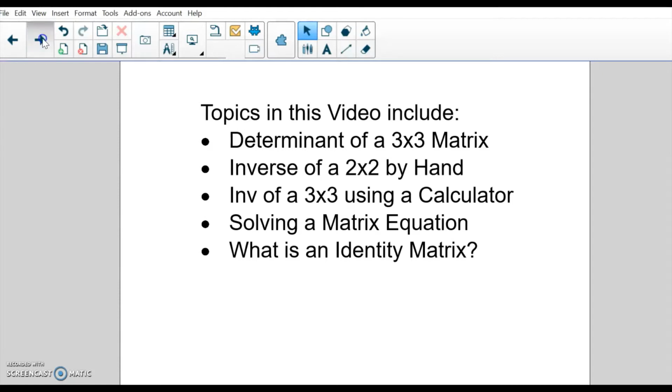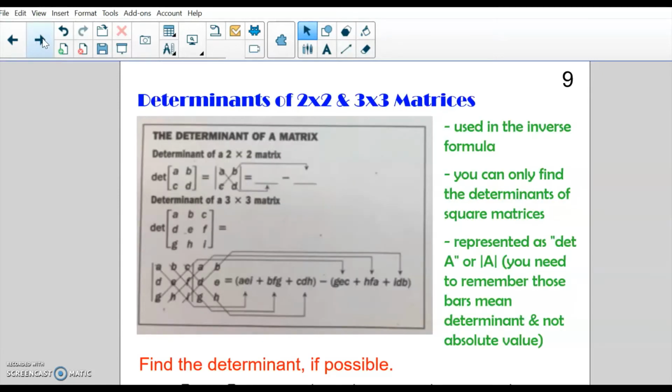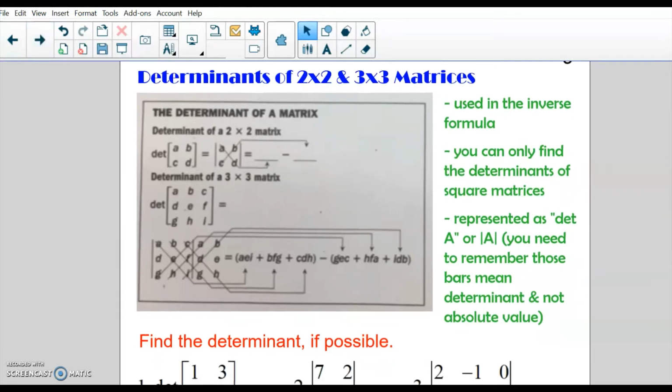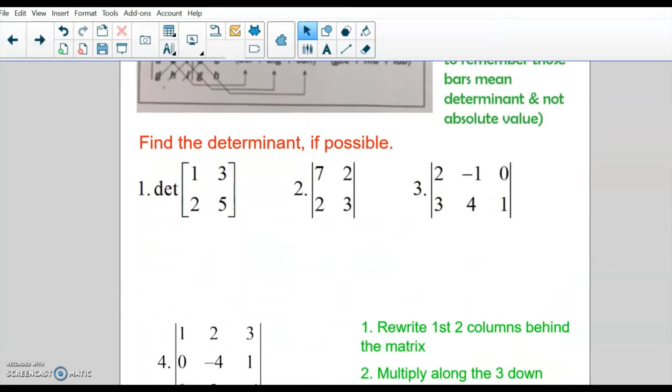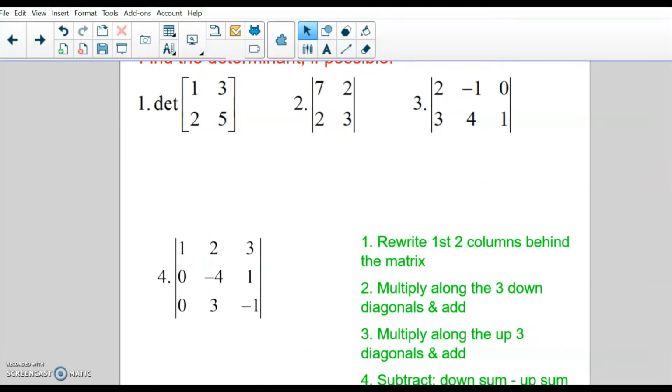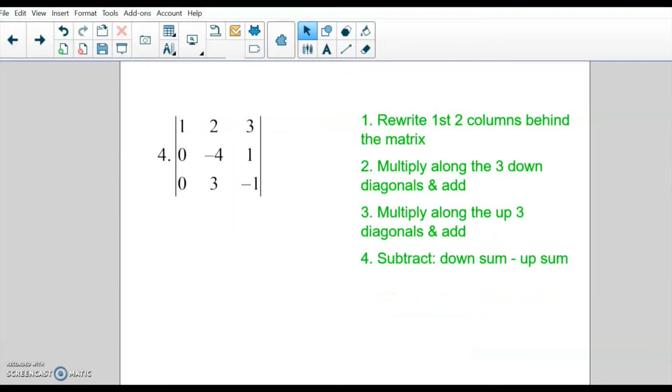So let's move on. Part of this slide Miss Blankenbeckler has already gone over before. So we're going to scoot down to the bottom where we have the 3x3 matrix. Feel free to pause the video if you need to copy down the directions, but I'm going to go right into how to do this. So you have a 3x3 matrix.